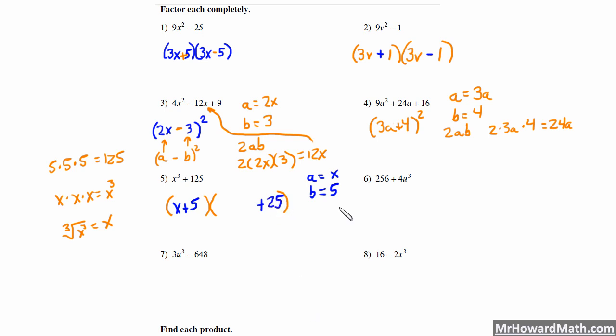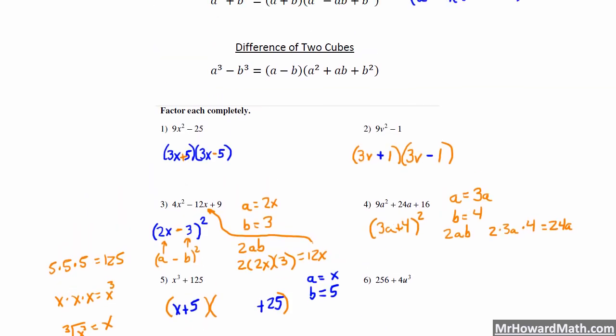Alright, and then from our pattern, let's look at it again right here. We need a squared here, so our a is equal to x, so it's going to be x squared. And then we need a minus ab here, so that's just a minus. We could put x times 5, but that doesn't make any sense. Let's put 5x here, okay? Alright, so there's our sum of two cubes: x plus 5 times x squared minus 5x plus 25.